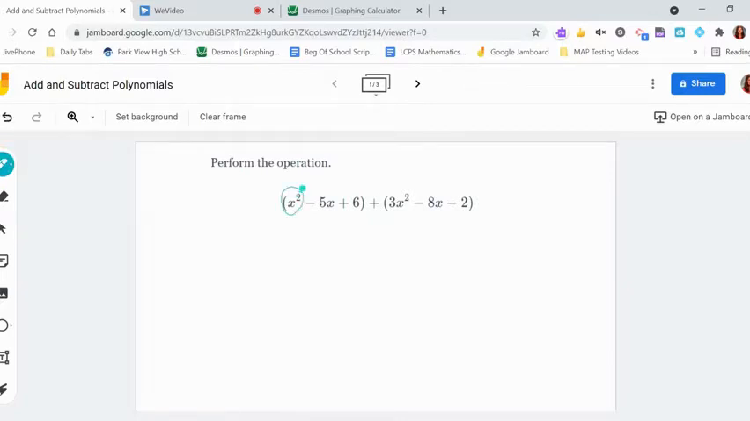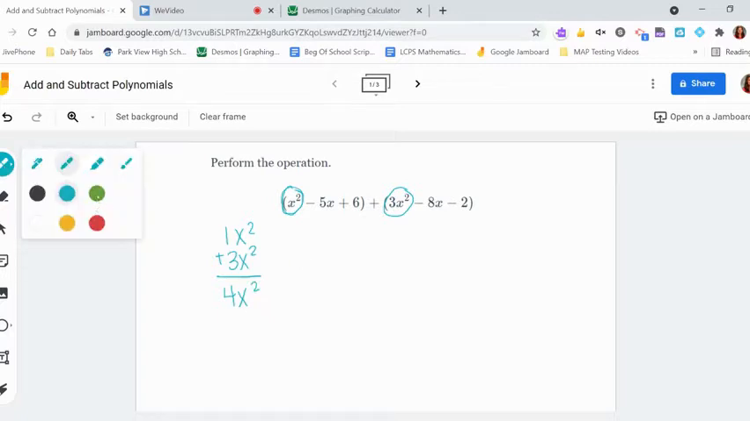I see I have x squared, and I have 3x squared. Remember, like terms have the same variable and the same exponent on that variable. So I have x squared plus 3x squared. If it's just x squared with no coefficient, you can put a 1 there. So I have 4x squared. I'm going to add them together.